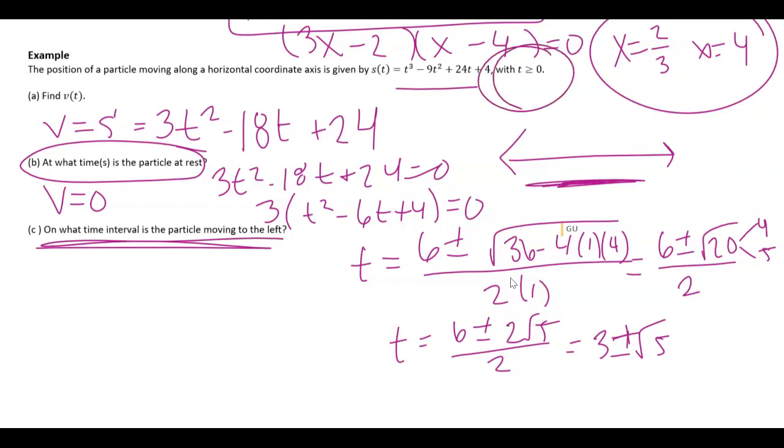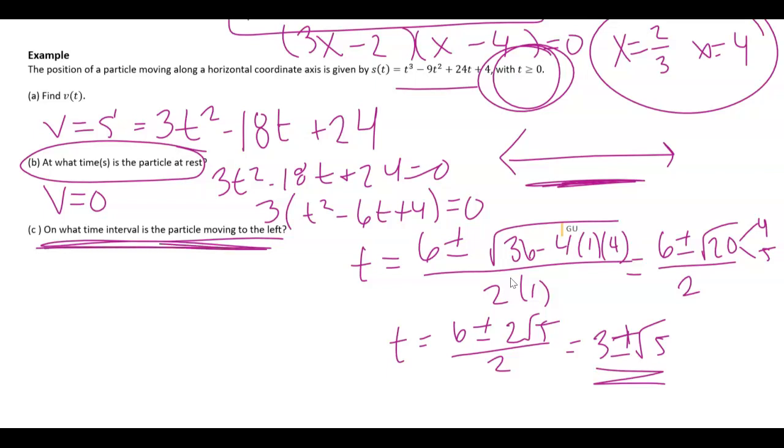If I go back to my number line, I know that t always has to be greater than or equal to 0. And so I always like to check and see, like, are any of these times not in that range? Square root of 5 is going to be 2 something, right? Because it's close to square root of 4. So 3 minus the square root of 5 is still going to be a number bigger than 0.